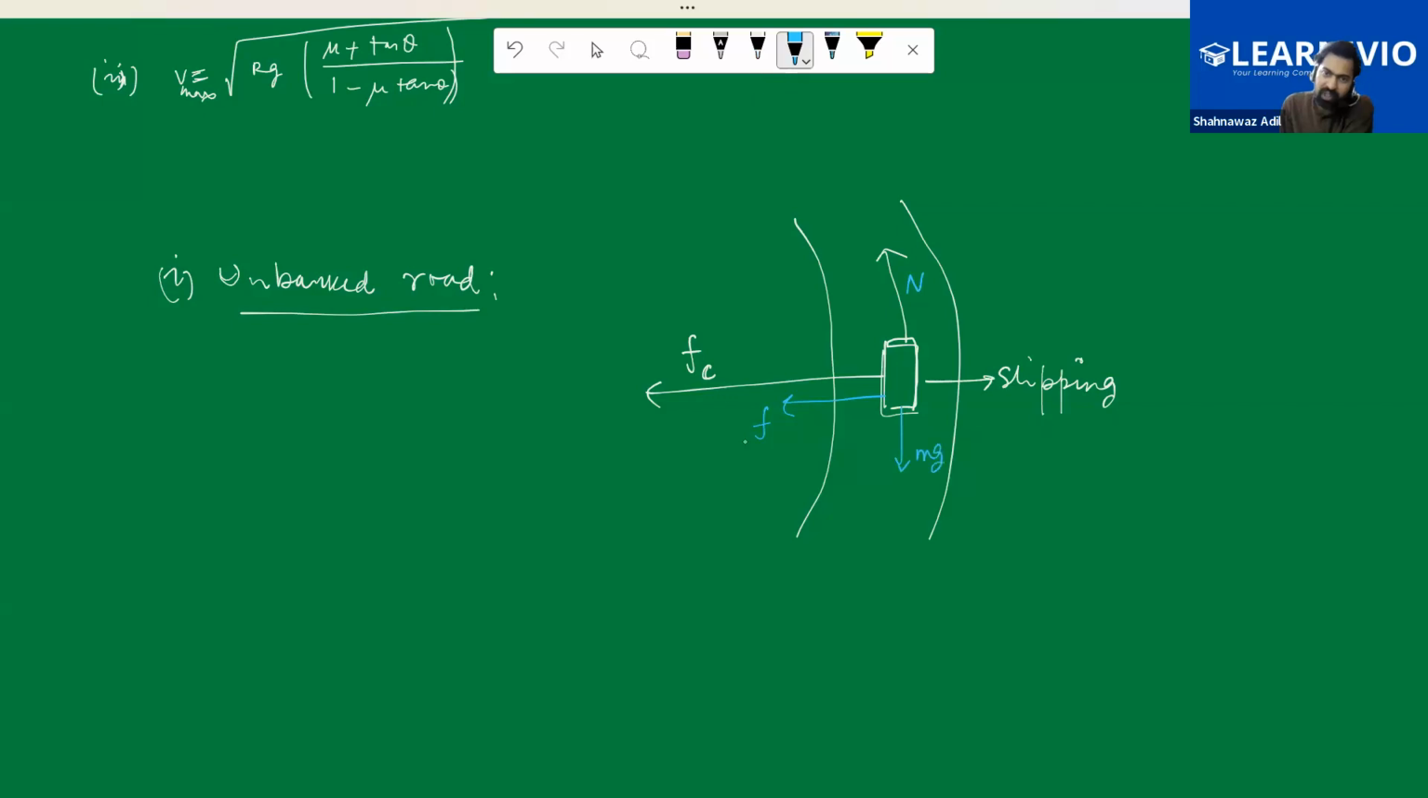Then how much would this frictional force be? This frictional force is equal to the centripetal force. This Fc is mv square by r, and this F is mu s N, and N is mg, right? Mu s N.